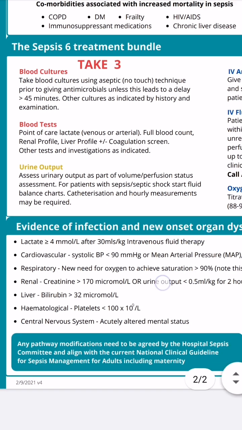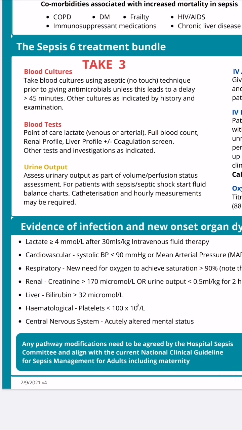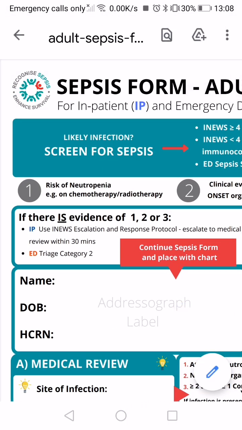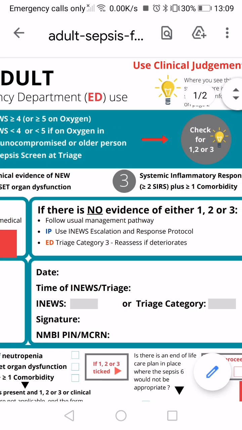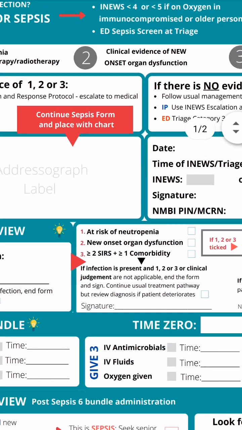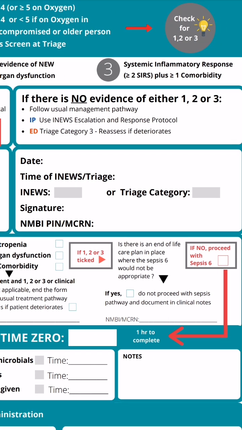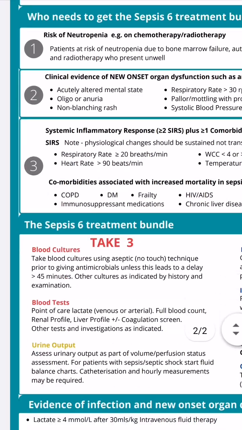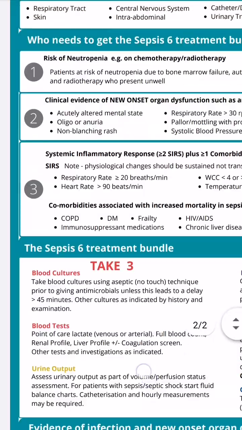Any pathway modification needs to be agreed by the hospital sepsis committee and aligned with the current national clinical guideline for sepsis management for adults, including maternity. So, in summary, there are three very important things to notify at the beginning when you are checking for sepsis: the risk of neutropenia, evidence of any organ dysfunction, and systemic inflammatory response. Then we go for the evidence, and if there is no evidence, we go for the normal treatment. If there is evidence, then go for the A, B, C, D. After that, we will review all the sections mentioned in this one.